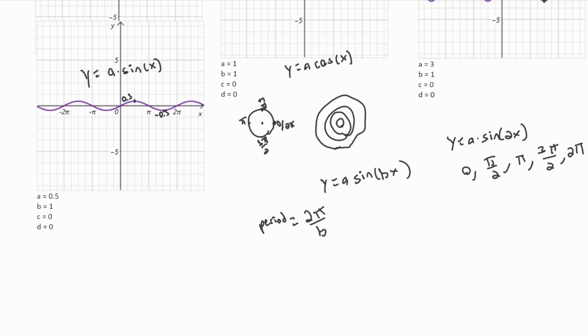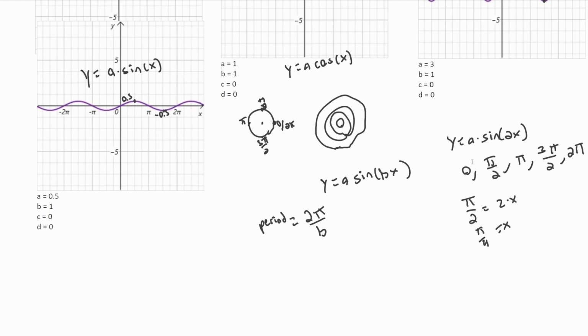So we're going to actually get to these twice as fast. In order to get to pi over 2, we say pi over 2 equals 2 times x. What we end up getting is that our x value to get pi over 2 is going to be pi over 4. So at pi over 4, we're going to be at 1. When we solve for pi here, we're going to get pi over 2.